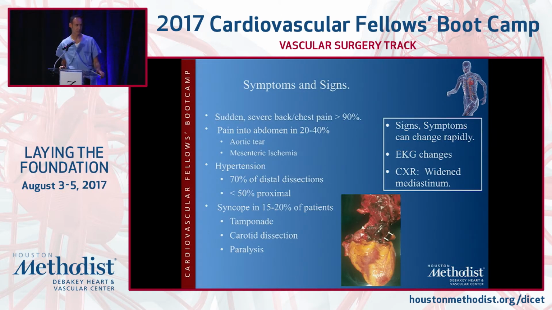Symptoms and signs, the most common are sudden severe back and chest pain. Generally, most patients will describe it between their shoulder blades. That's about 90% or greater. Pain into the abdomen, so that could actually be misleading. You may think it's something else, and that is related to the aortic tear or mesenteric ischemia. Hypertension, of course, is 70% or greater in distal dissections, and less than 50% proximal. You may also see syncope in 15 to 20% of patients.